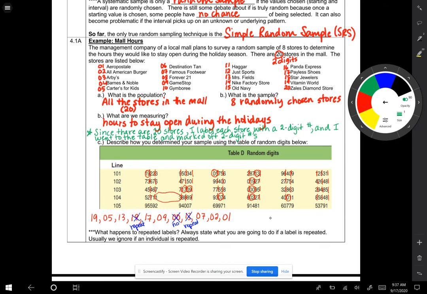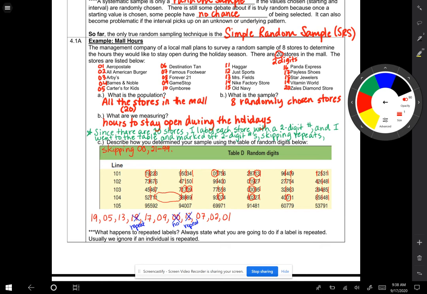So we marked off 2-digit numbers, and in addition, we skipped repeats and skipped 00 and the numbers 21 through 99. So that is really important that you write down exactly what you did so someone can follow the method of your choosing of a sample.